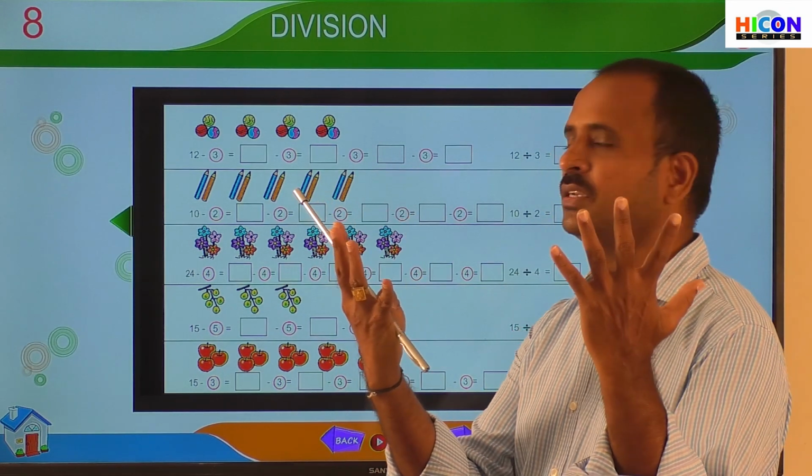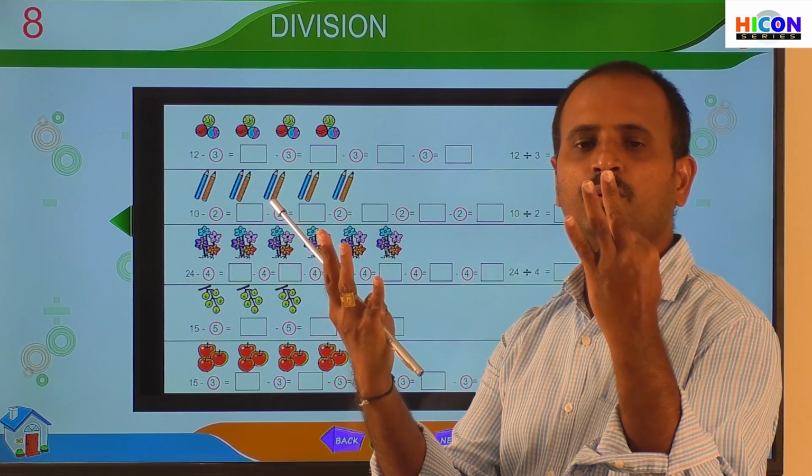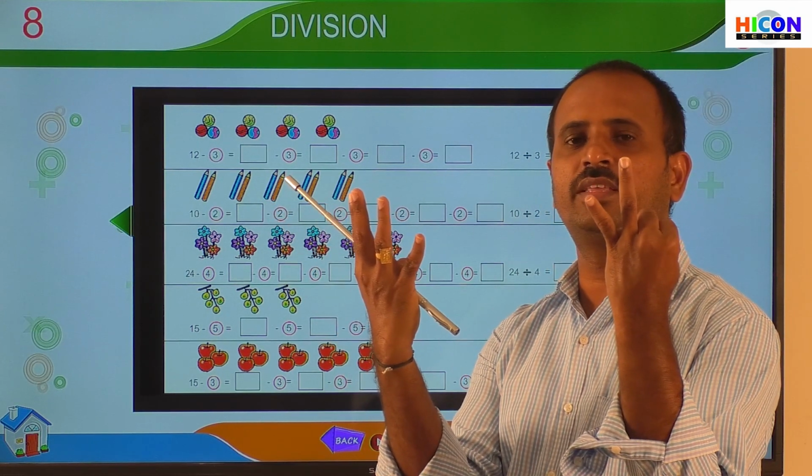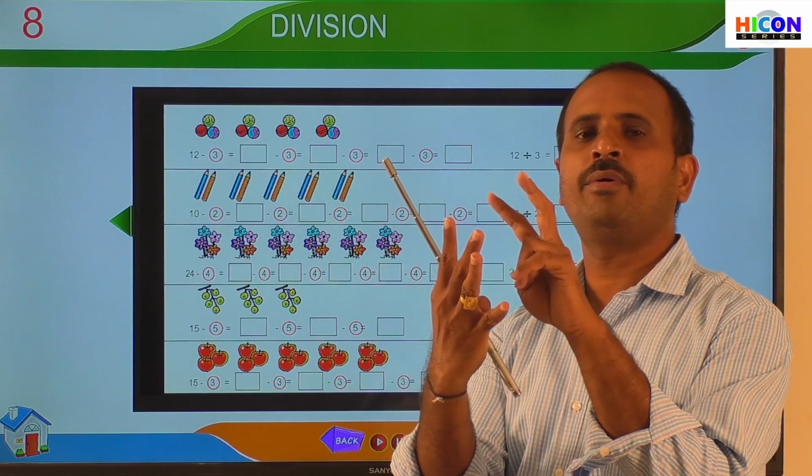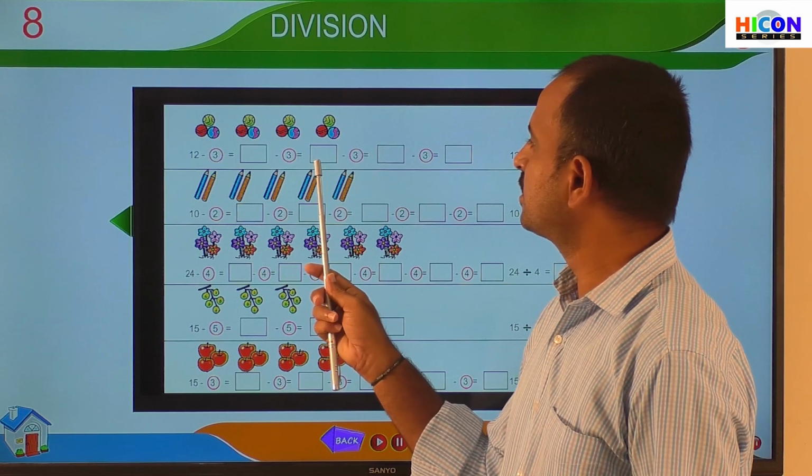To subtract 3 from 9, open 9 fingers. These are the 9 fingers. And close 3 fingers. 1, 2, 3. Children, how many fingers are remaining? This is 1, 2, 3, 4, 5 and 6. So the answer is 6.